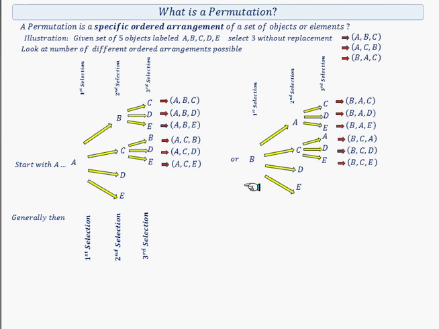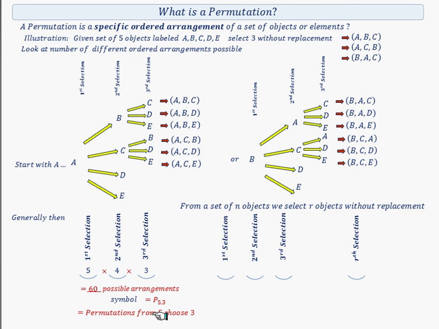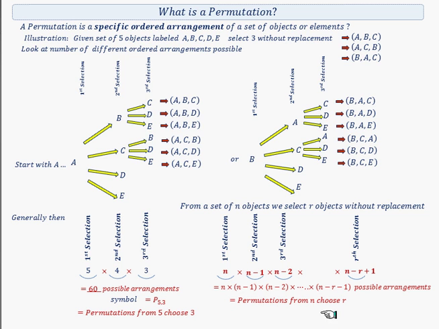Generally then, if we have 3 selections, we lay out 3 cups, if you wish, or 3 plates, and we put in the number of choices on the first, which in this case is 5. Once we've selected that, then 4, then 3, giving us a total of 60 possible arrangements. This is given the symbol P5, choose 3. And so generally, if we have n objects, we have n choices for the first, n minus 1 for the second, n minus 2 for the third, and so on. Multiplying those out gives us the total possible arrangements, and this is the formula for P n choose r.